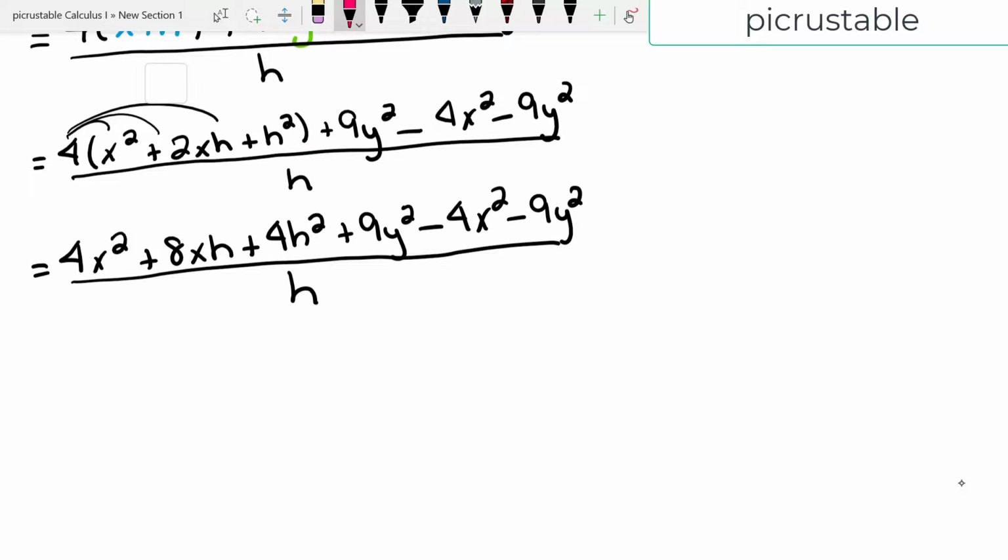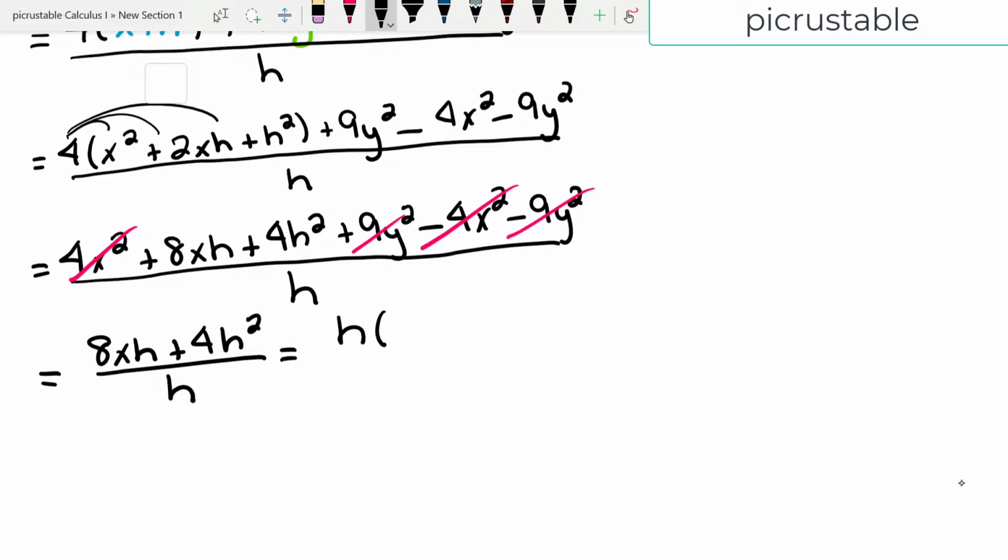Now what's really cool is I have a positive 4x squared and a negative 4x squared, and a negative 9y squared and a positive 9y squared. And let's see what we have. We have 8xh plus 4h squared all over h. Now we're going to factor out the h. I'm going to have h. Now 8xh divided by h is 8x. 4h squared divided by h is 4h, all over h. Now we're going to cancel. So it turns out we end up with 8x plus 4h.